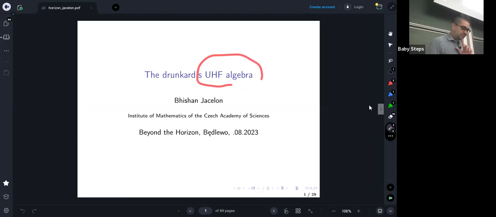All right, so moving along. A UHF algebra is a kind of object that has already been described a couple of times this week, but I will start from the beginning. And then the Drunkard's bit is I'll tell you how to randomly construct these UHF algebras. That's what that means. So let's get going.